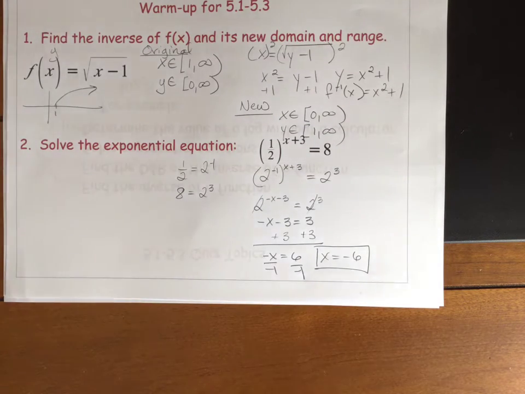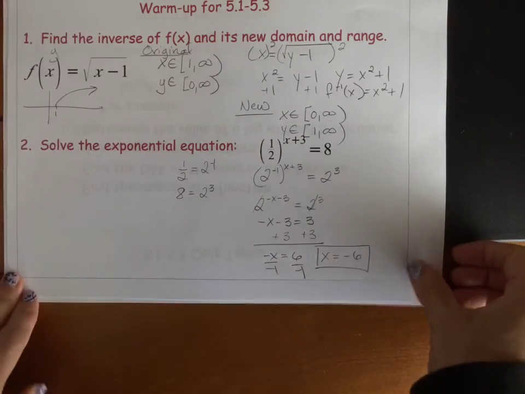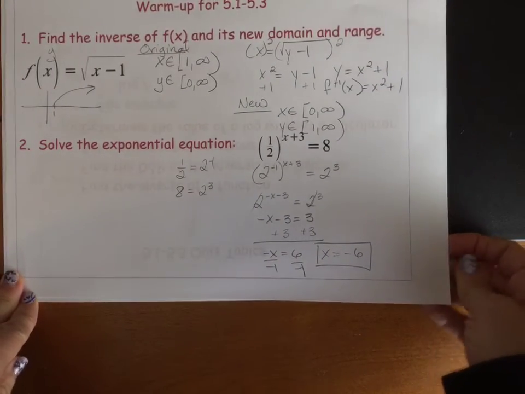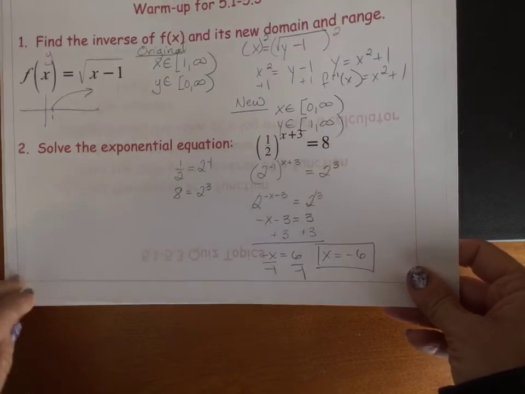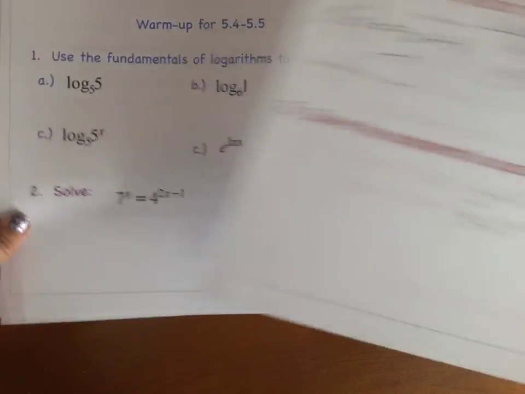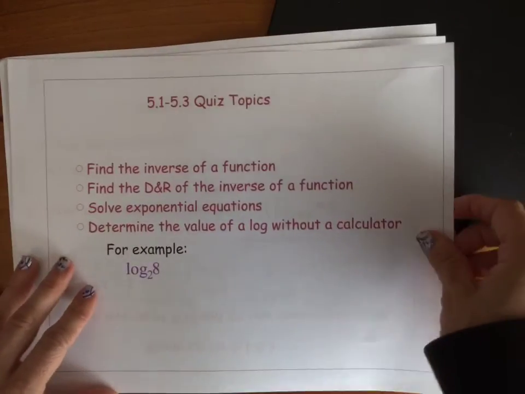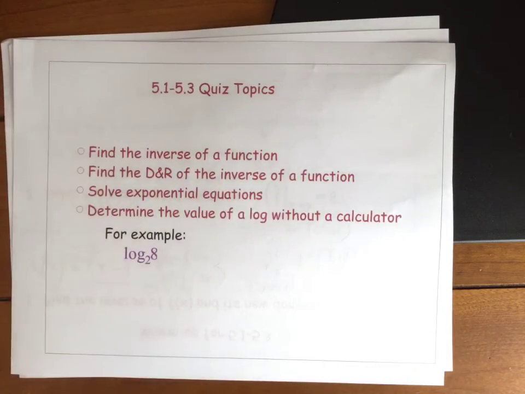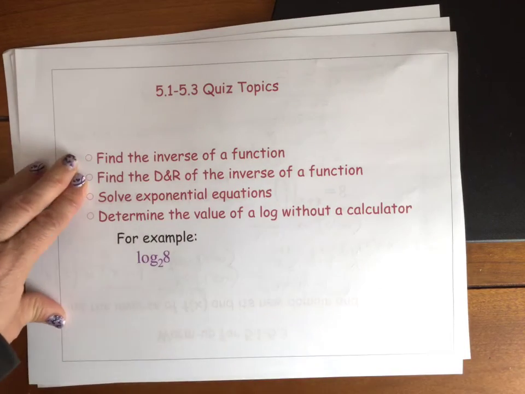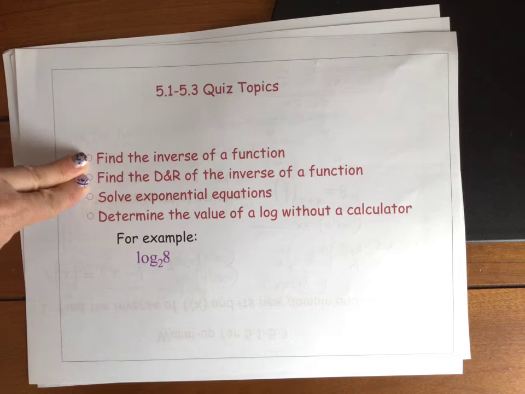These are both definitely questions you could see on the quiz, something similar to this. And again, every class's quiz will be a little different. We're just going to have a set of questions, and it might be mixed up for each of you. All right, so what else would be on the 5.1 to 5.3 sections, which was the first half of our chapter? Finding the inverse and the domain and range, which we just did on the warm-up.